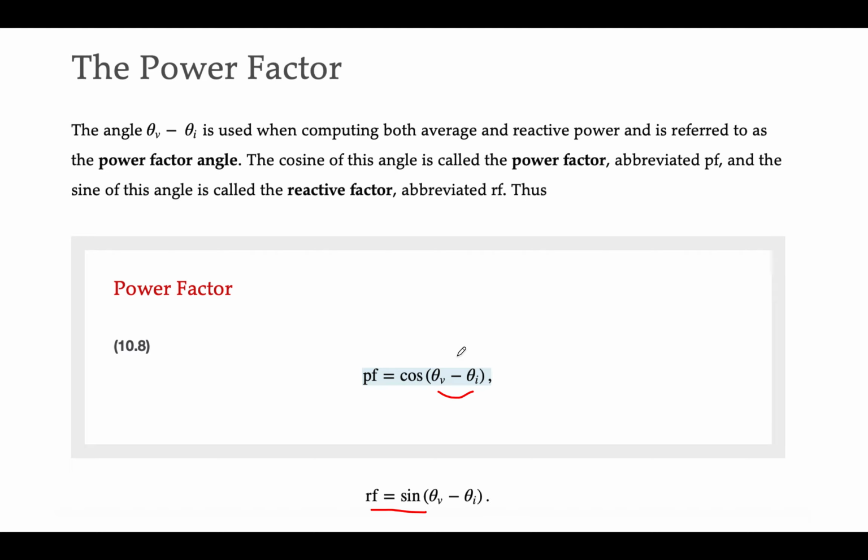Now, in designing power systems, where the goal is to deliver power to a load, you would like to minimize your phase difference between the voltage and the current. The reason is that this cosine of theta v minus theta I is what shows up in your average power. And so if your theta v minus theta I is close to 0, the cosine is close to 1, meaning most of your power does get dissipated in your load.